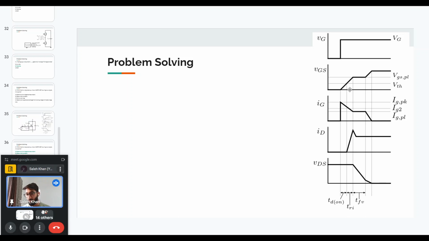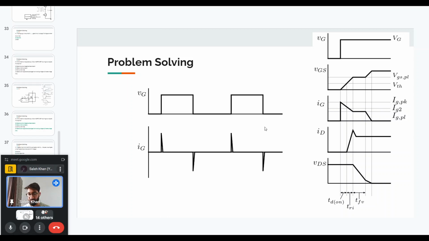But what about the RMS of this value? So we are seeing this current in a very short duration. But if we zoom out, what we'll see is that as the switch is turned on and off, the gate current is only there for a very short duration of time. When the switch turns on, we have a positive gate current, and when it turns off, we get a negative gate current.